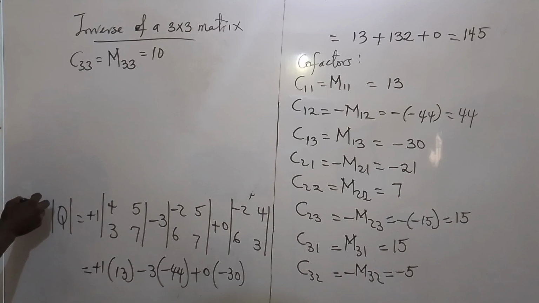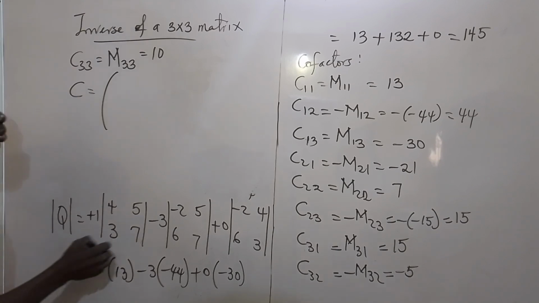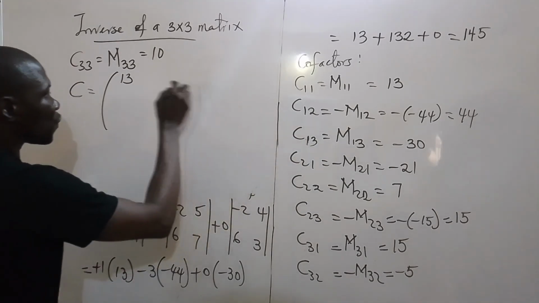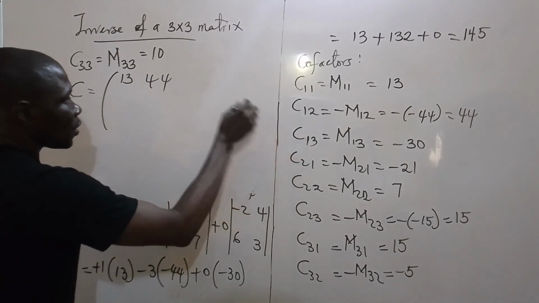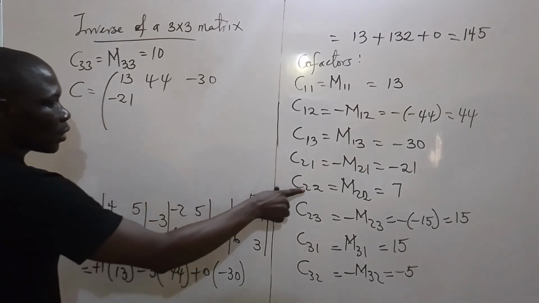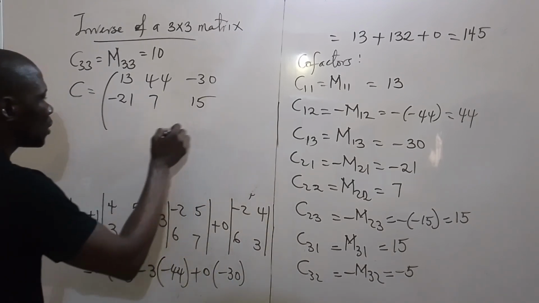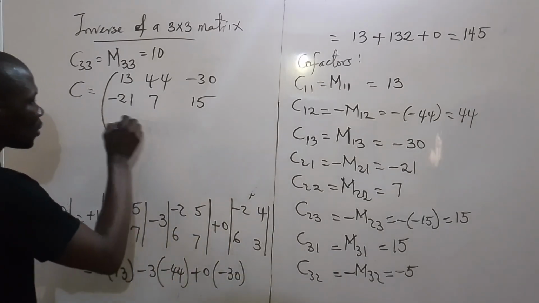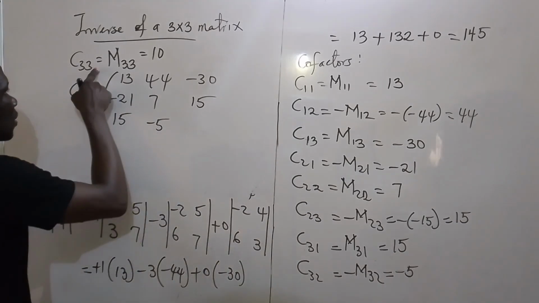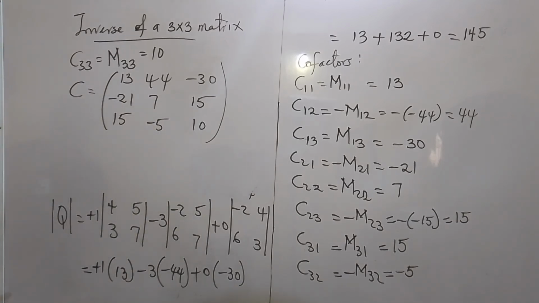Now we have the cofactors complete. So let's get the cofactor matrix, and that is C equals, so we form this into the matrix. C11 is 13. C12 is 44. C13 is minus 30. C21 is minus 21. C22 is 7. C23 is 15. C31 is 15. C32 is minus 5. C33 is 10. So we have the matrix of the cofactors.